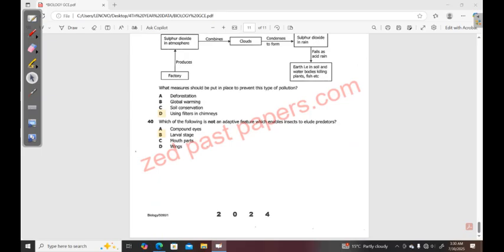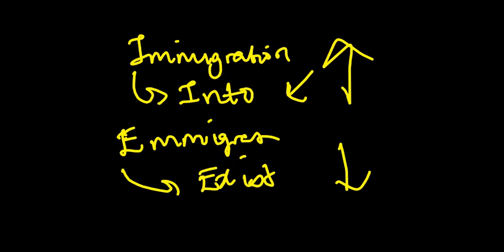40. Which of the following is not an adaptive feature which enables insects to elude predators? A, compound eyes. B, larva stage. C, mouth parts. D, wings. So the larva stage doesn't protect them from predators. For instance, if this is a butterfly in its larva stage, let's say these are the wings.